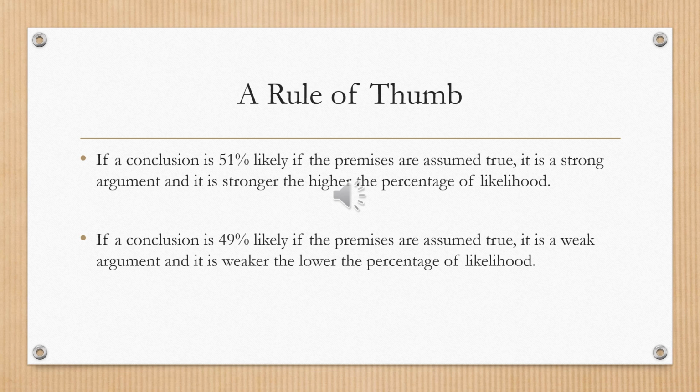Conversely, if an argument is 49% likely or lower, that means it's more improbable, and therefore it is a weak argument. Even if the premises are true, the conclusion is unlikely. And with weakness, the lower that number, the lower the likelihood, the weaker the argument is. So an argument that has a conclusion that is 10% likely, even if we assume the premises are true, is an extremely weak argument.